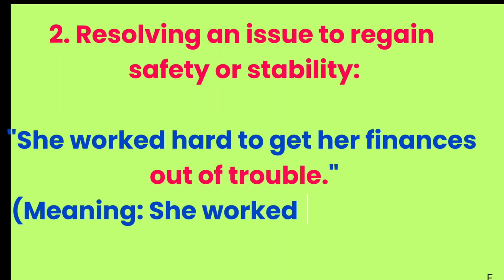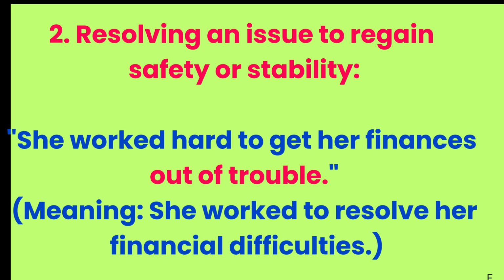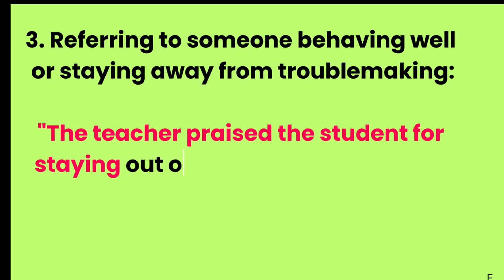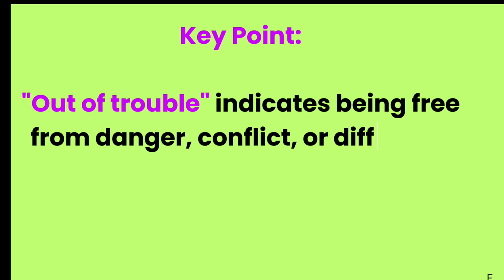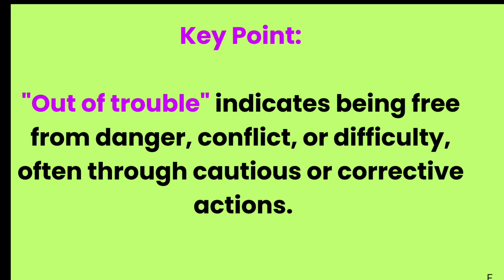2. Resolving an issue to regain safety or stability. She worked hard to get her finances out of trouble. Meaning, she worked to resolve her financial difficulties. 3. Referring to someone behaving well or staying away from troublemaking. The teacher praised the student for staying out of trouble this semester. Meaning, the student avoided misbehavior or issues during the semester. Key point. Out of trouble indicates being free from danger, conflict, or difficulty, often through cautious or corrective actions.